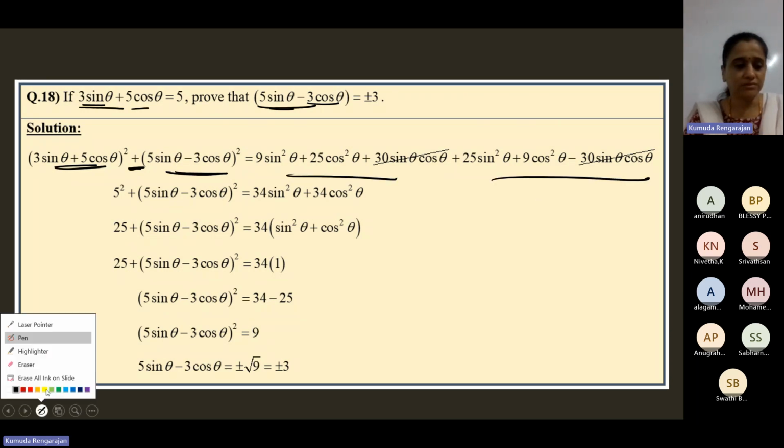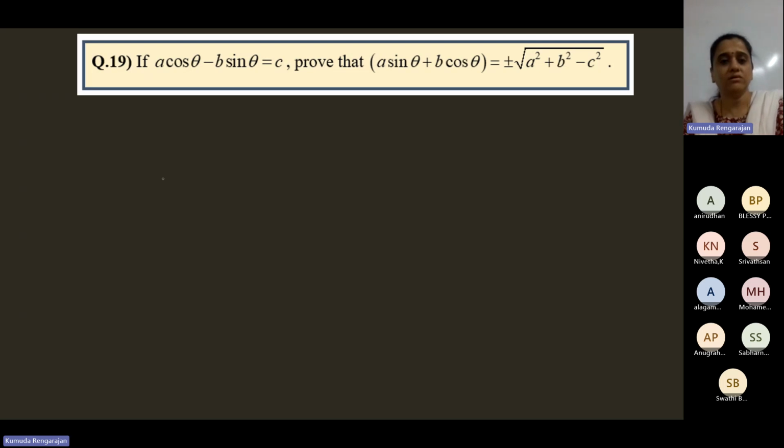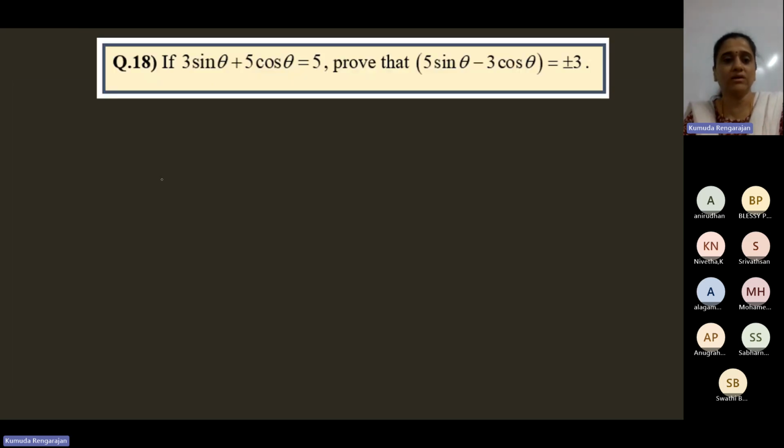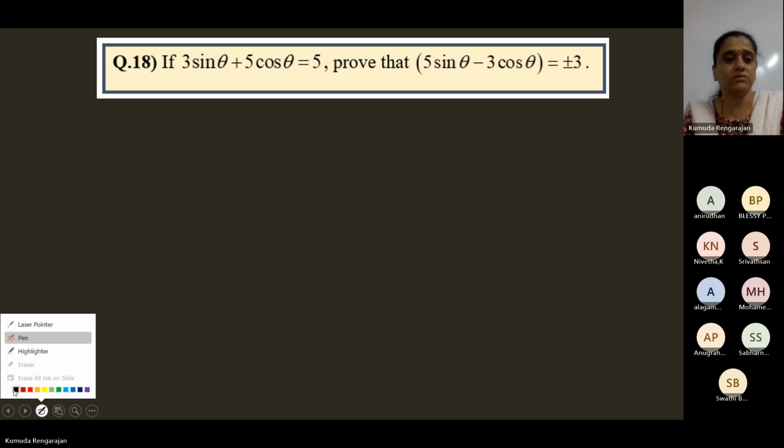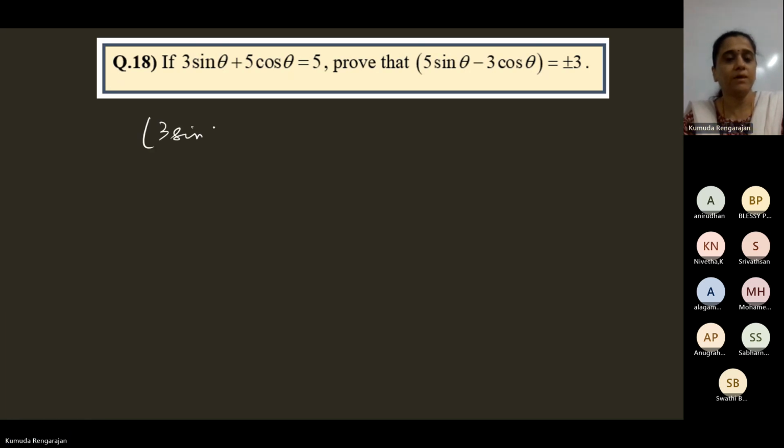That's the first method. The second method is? Okay, I don't have the second method here. But what's the second method? So 3 sine theta plus 5 cos theta, the whole square is equal to 5 square, right?